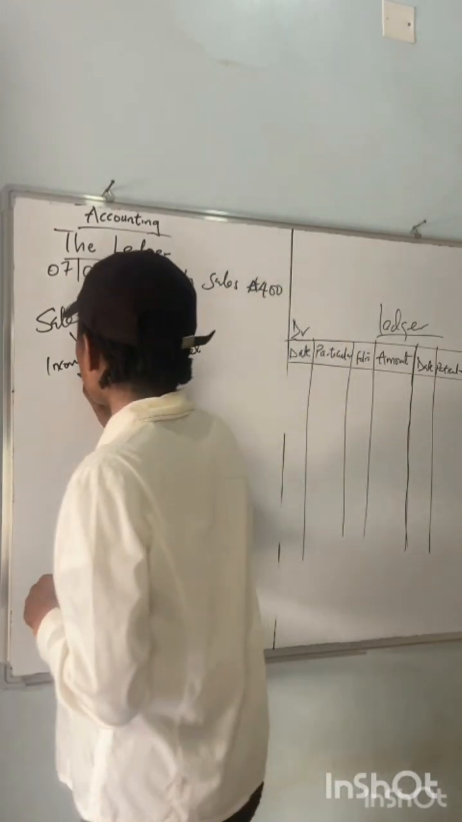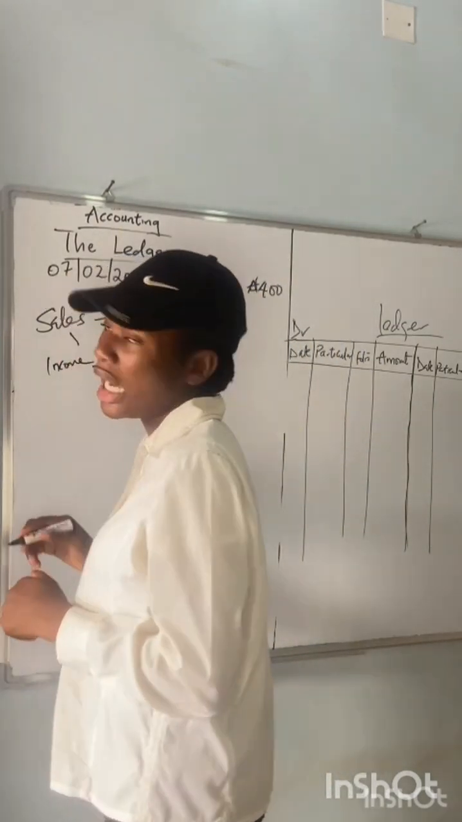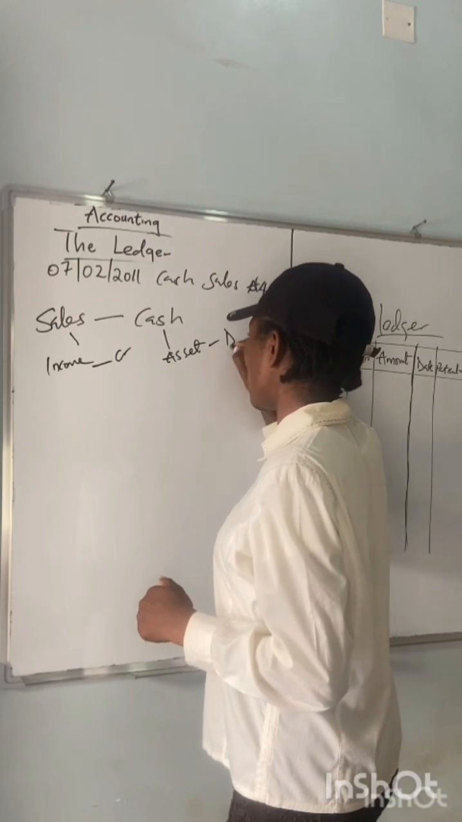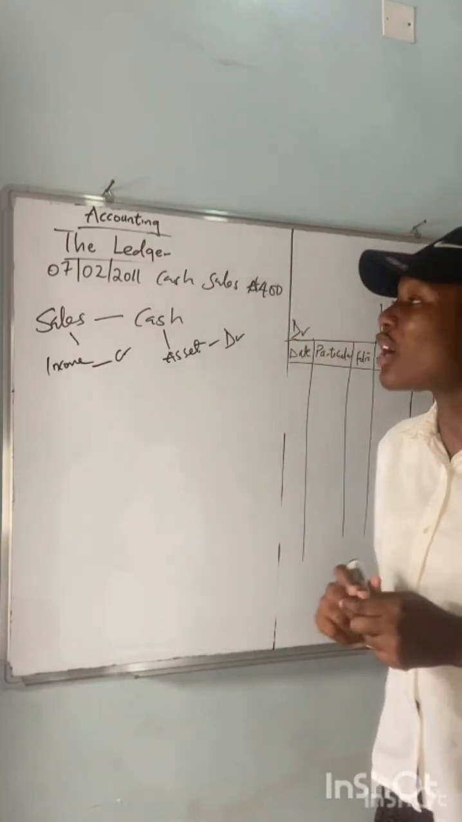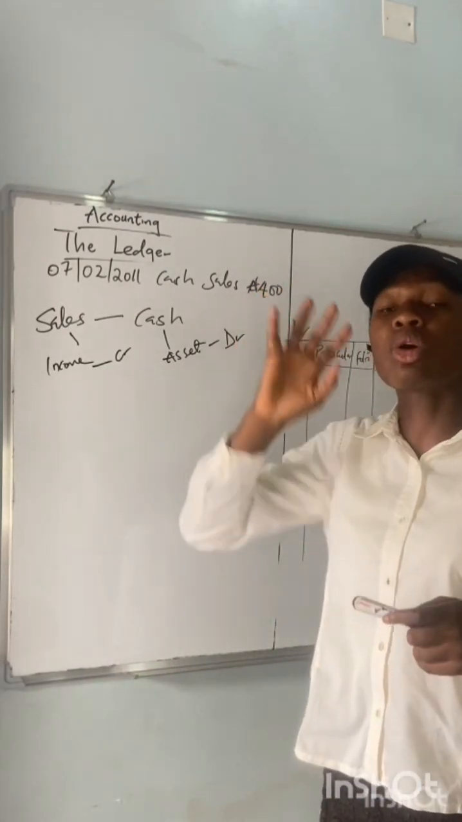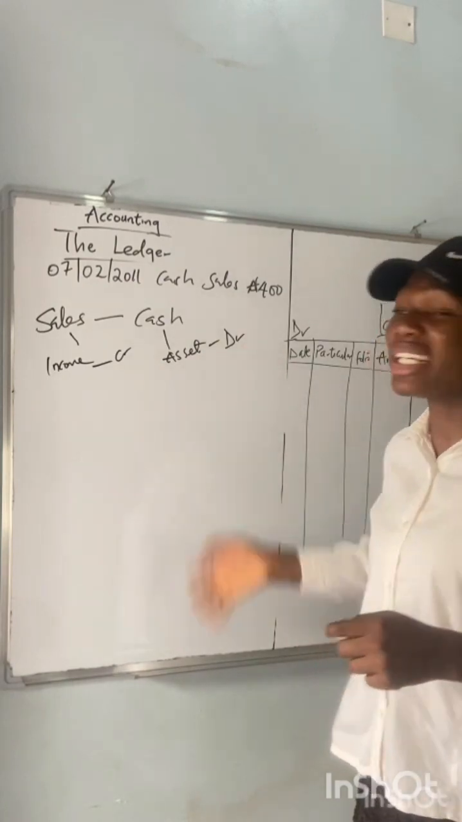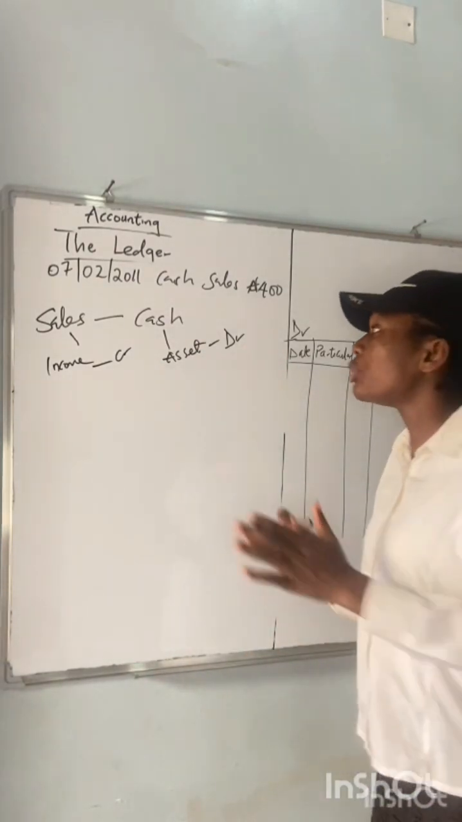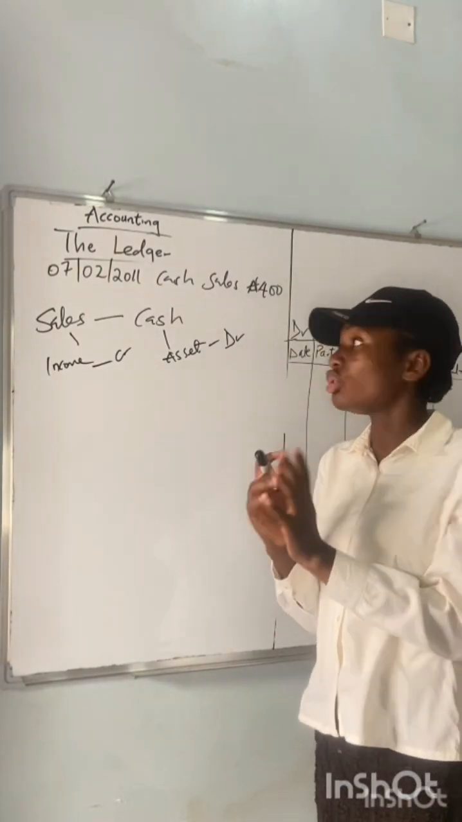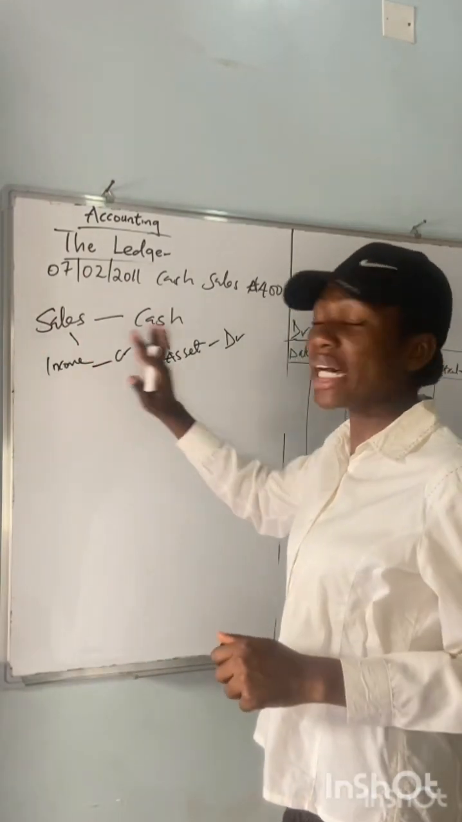So we follow the rule for income. An increase in income is what? Credited. And an increase in our asset is what? Debited. As you can see, if we have applied the categorical law correctly, then we'll be having a credit and a debit, and that is the principle of our what? Double entry. So we'll be posting for sales and cash.